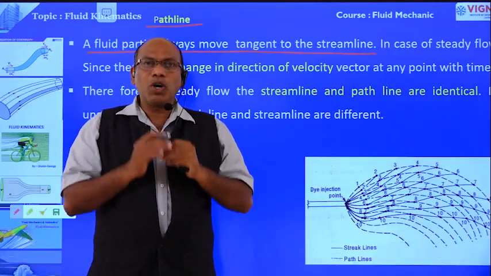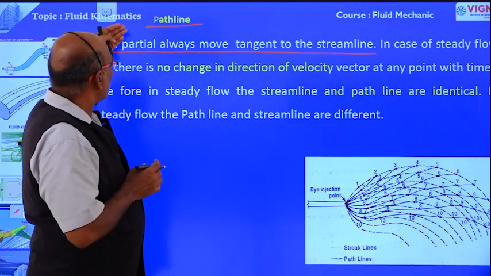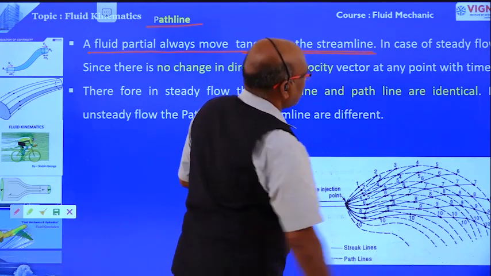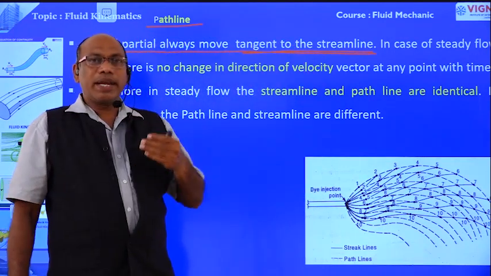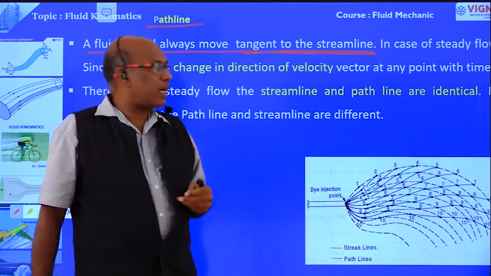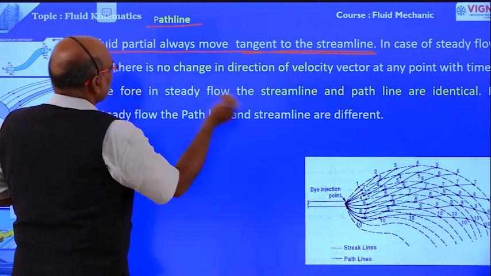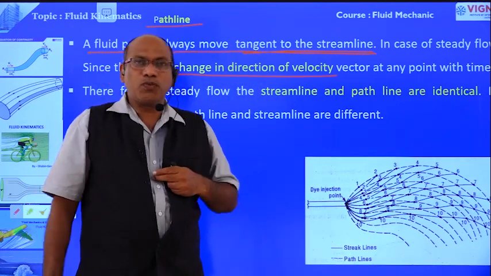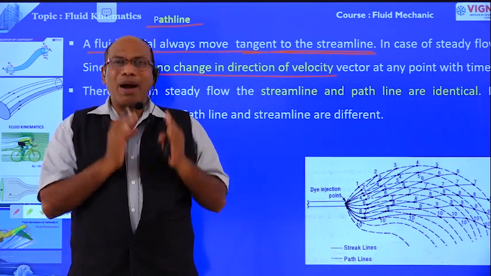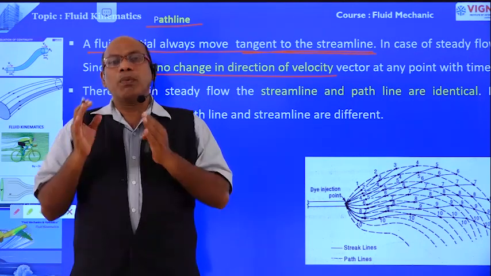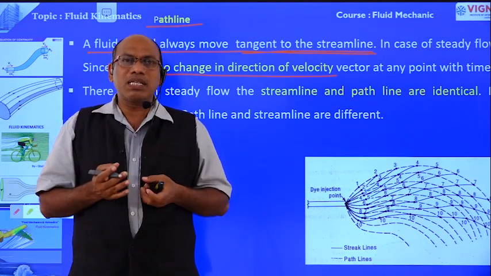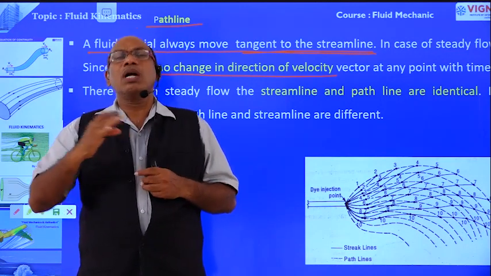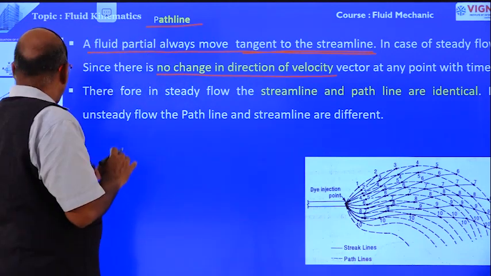Two more points we are going to discuss about the path line. A fluid particle always moves tangent to the streamline, so in the case of steady flow, there is no change in the direction of velocity. Therefore, if the flow is steady, the path line and the streamline coincide. In some cases, if the flow is unsteady, the path line and streamlines are different. This is about the path line.